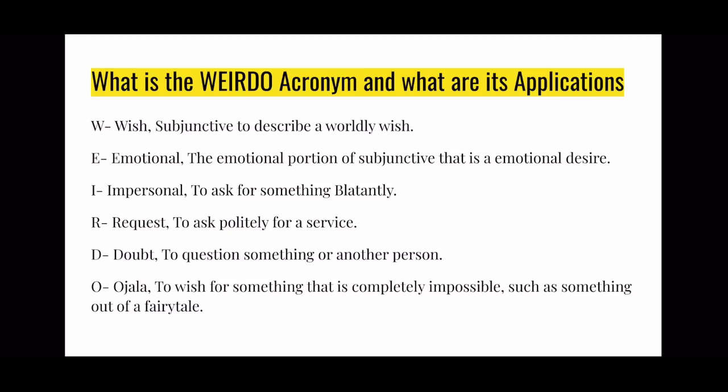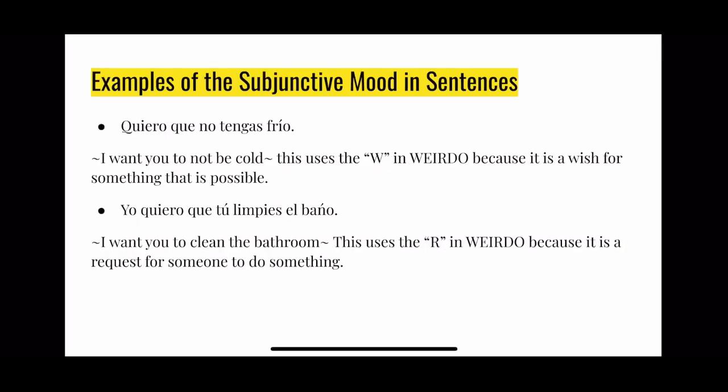So moving on, we have examples of the subjunctive mood in sentences. I decided to do this just so you can put all that information together and see it happening a little bit. For the first sentence, we have quiero que no tengas frío. What that means is I want you to not be cold. And this uses the W in WEIRDO because it is a wish for something that is possible. So I want you to not be cold. That's feasible, so it goes to W.